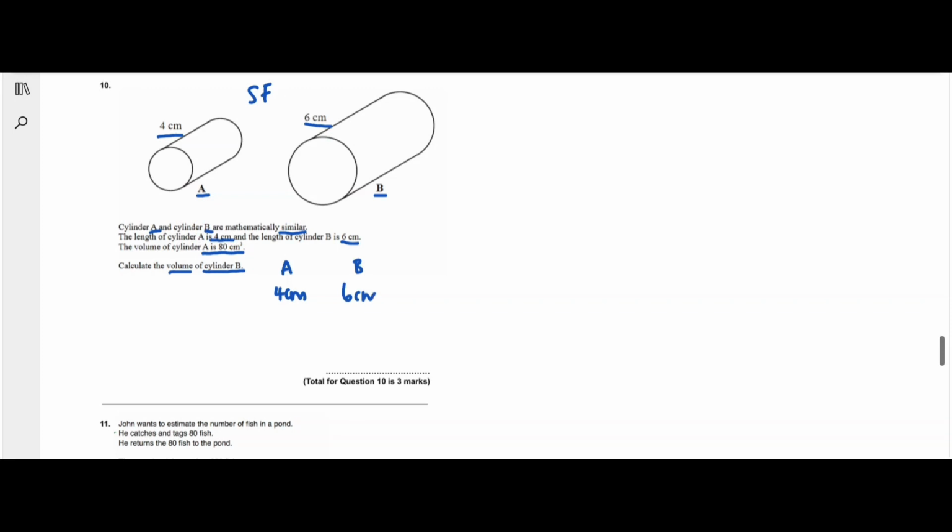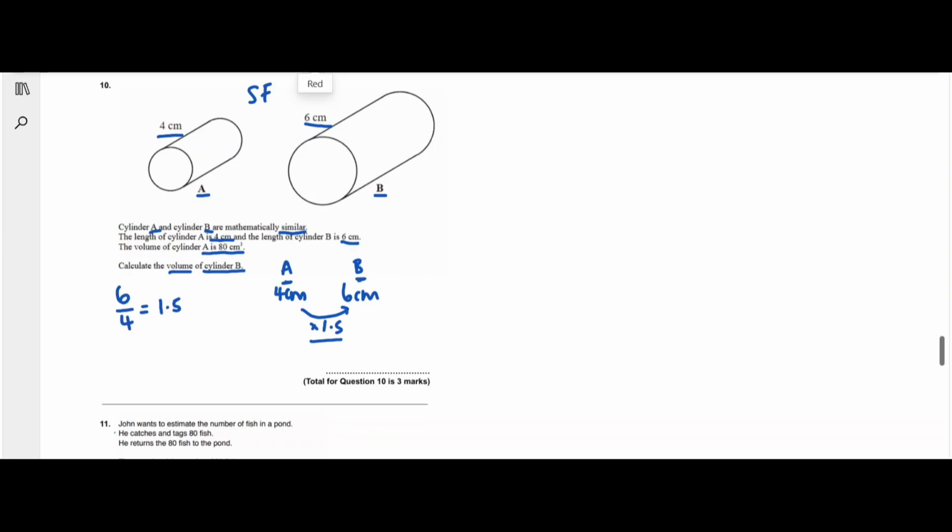So you can work out the scale factor when you have the length. So what have I multiplied 4 by to get 6? Well, the easiest way to do that is to do 6 divided by 4. You can again make sure you use your calculator. That will give you 1.5. So my scale factor here is 1.5. So I know when I'm going from A to B, when it's with a length, I multiply by 1.5.